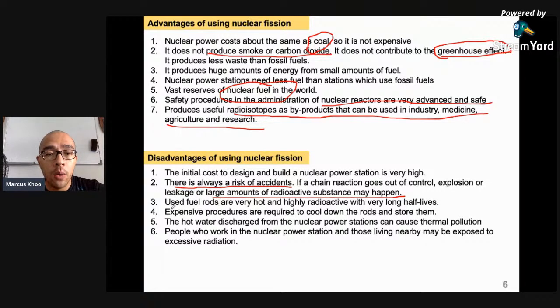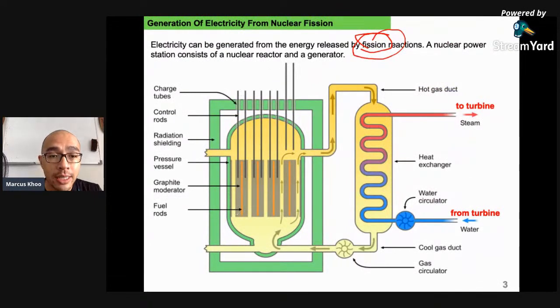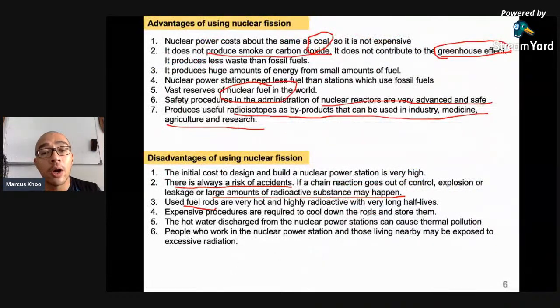Okay, number three, the fuel rods that we use, all the uranium rods that are used, are very hot and highly radioactive with very long half-lives. These fuel rods were not really mentioned in the reactor you saw just now, because in the reactor that they did in Minecraft, they represented the fuel rods with these fuel blocks. The yellow one was uranium and the green one was thorium. But in a nuclear reactor, this is the fuel rod. The fuel rod is all uranium, or thorium, depending on what you use, and then the reaction happens over here. So unfortunately, these fuel rods have a very long half-life.